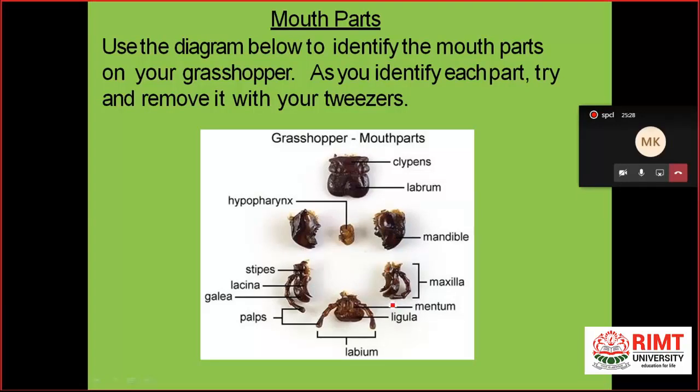And further, this is the maxilla. In this diagram, I am showing you the parts of the maxilla. First is stipes. Second is lacinia. Third is galea. And further, these are the palpi. And to this complete organ, we say labium.